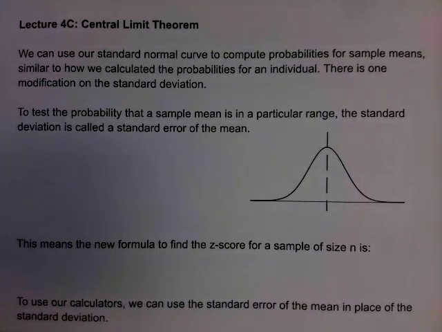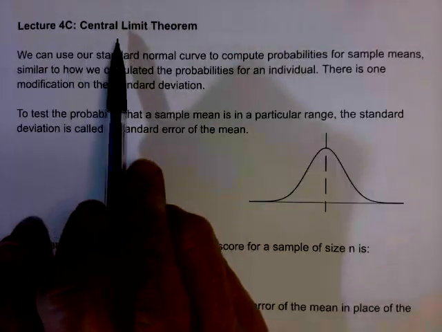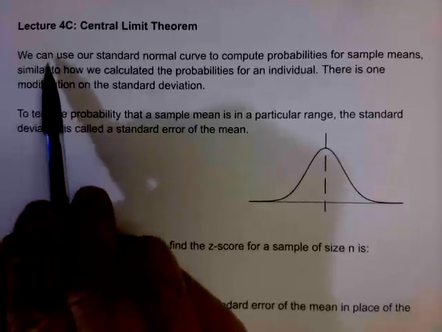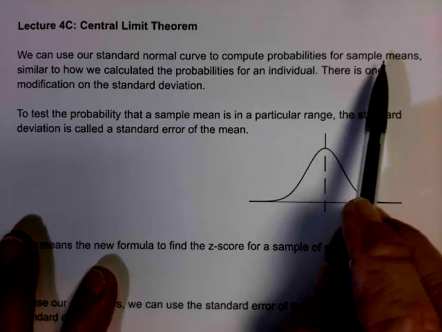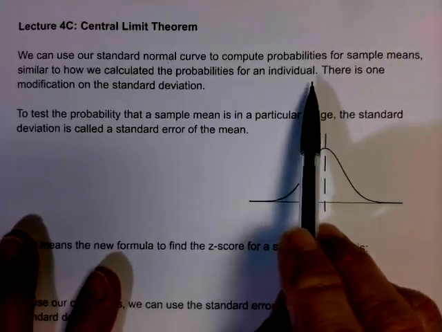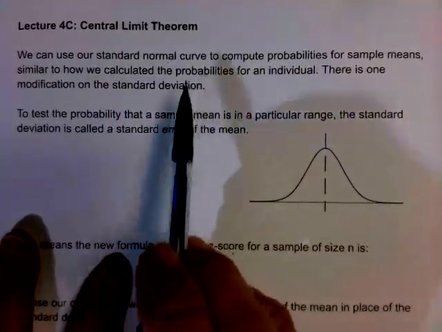So we've been using our normal distribution to talk about probabilities that an individual person has a certain characteristic related to the population. But we can also use that distribution to talk about an average from a group. So a sample value. How likely is a sample value to happen if we know stuff about the population? So we do that using the Central Limit Theorem. So we'll use our standard normal curve to compute probabilities for sample means. Very similar to how we did it for individuals. There's one modification on the standard deviation.